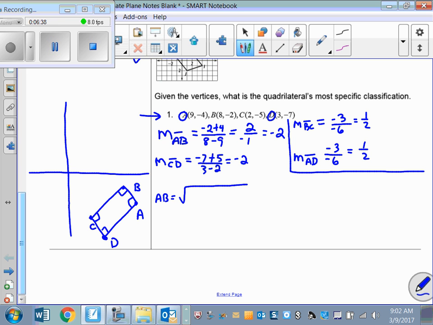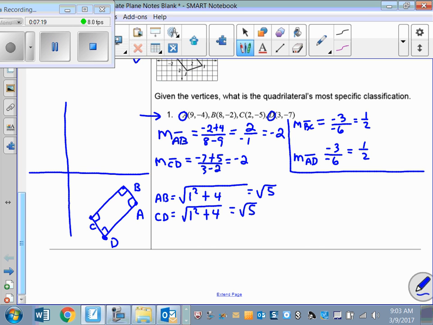It's going to be x sub 2 minus x sub 1. So that's 1 squared here, plus -4 plus 2, that's -2 squared, which is 4. So that's the square root of 5. And I am doing this in my head, AB. So let's do CD. I got 2 minus 3, which is -1, so that's 1 squared. -5 plus 7, so that's 2 squared. So there's the square root of 5. Things are looking good.